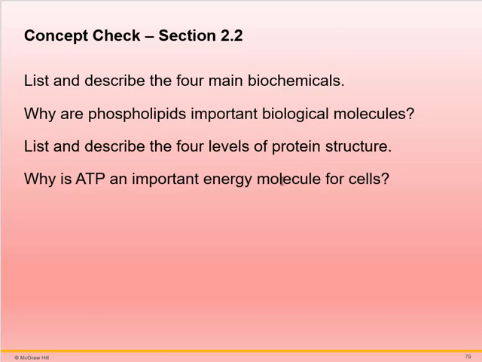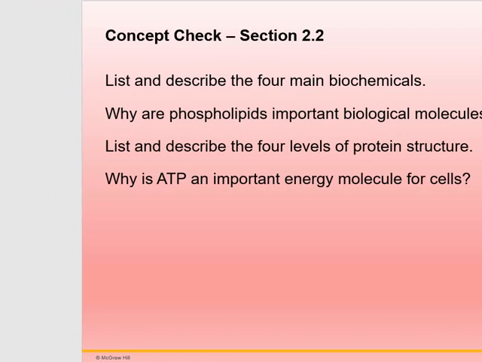And why is ATP an important molecule for cells? It has just the right amount of energy in those second and third bonds to do the work of the cell. So if you break the bonds, then you can release just the right amount of energy to do the work in the cell. Okay.